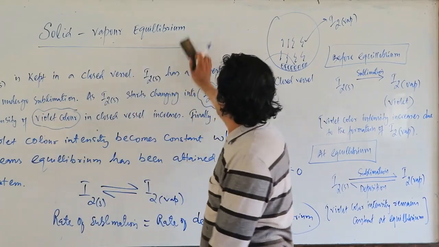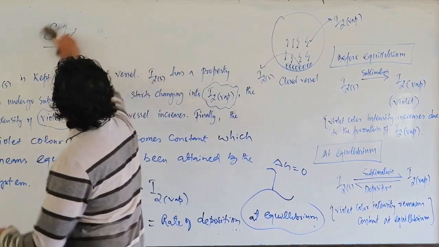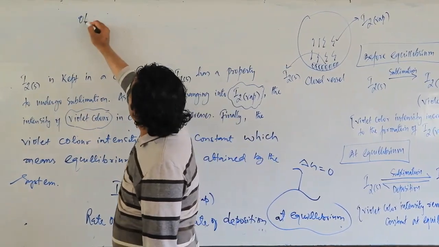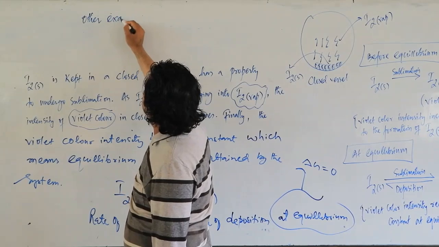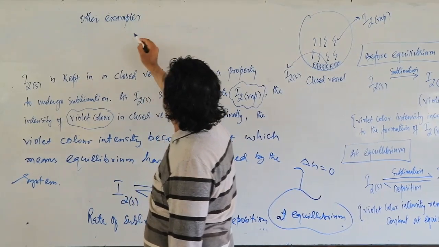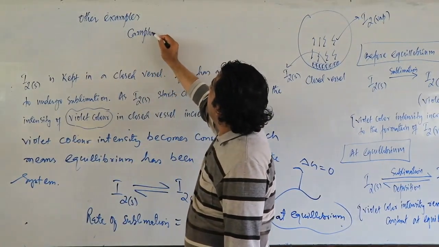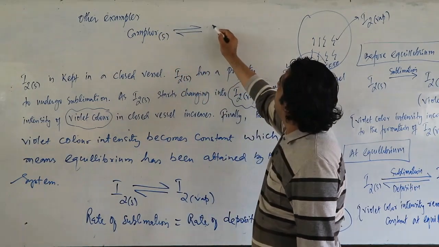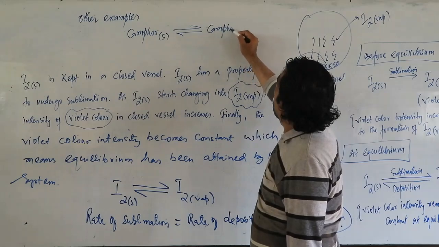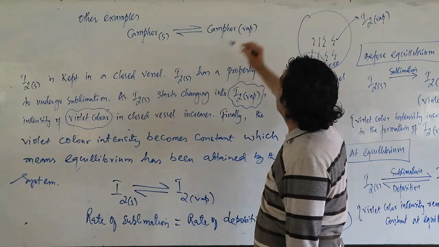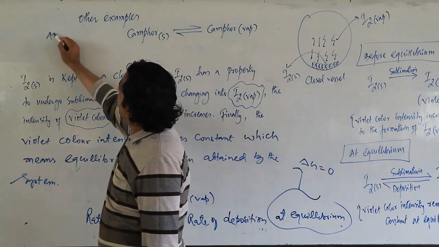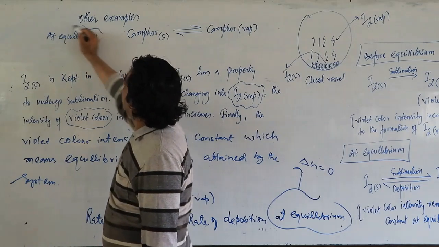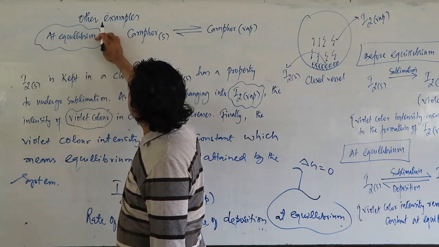You can take an example here, my dear friends. So other examples you can take, like camphor solid. Okay, it will change into camphor vapor. I am talking about these processes at equilibrium, not before equilibrium. So we are talking about these processes at equilibrium.